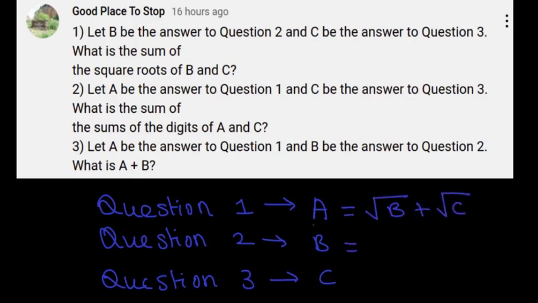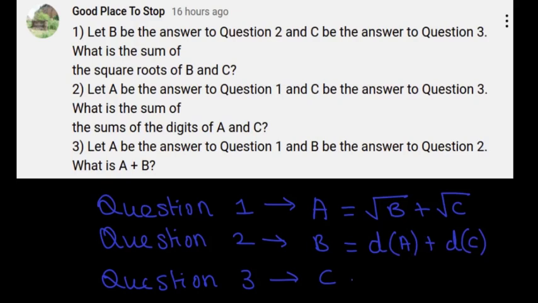And what is question 2? What is the sum of the sums of the digits of A and C? So, B is equal to D of A plus D of C, where D is the function indicating the sum of the digits. For example, for any integer n, D of n is the sum of the digits of n. So, B is equal to D of A plus D of C.